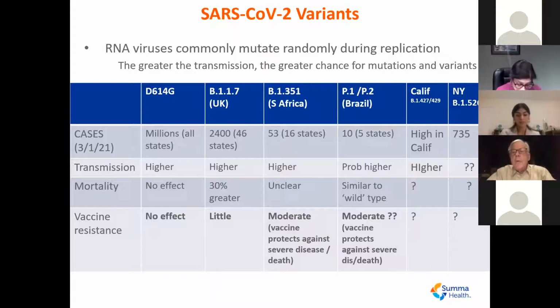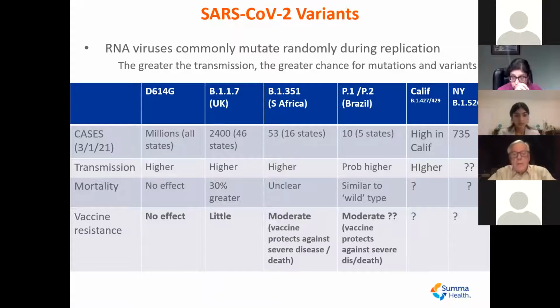Now, there are a couple that have occurred within this country. There's the California variant and the New York variant, much of which we don't know yet. But we'll have to see as we gain more information about these. But I thought I would just give a little bit of information about these variants, and particularly the last row about what the impact of these variants has on the efficacy of our vaccines.